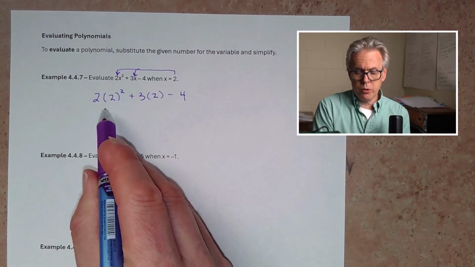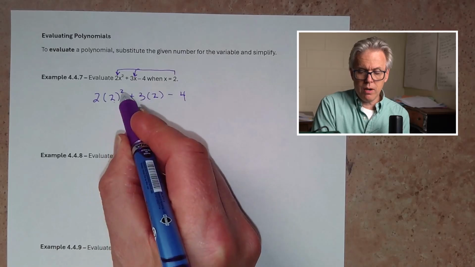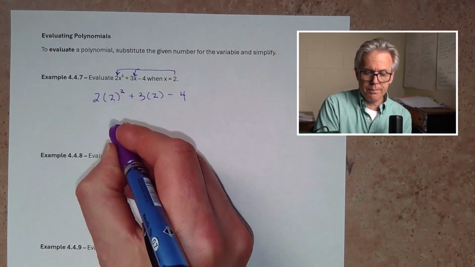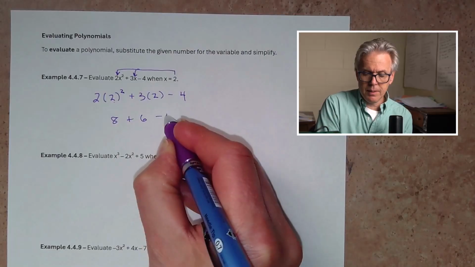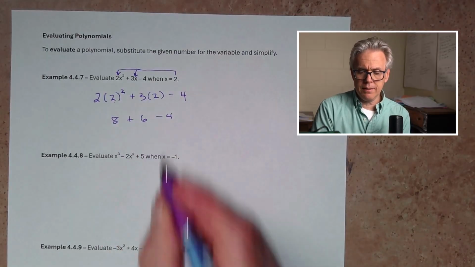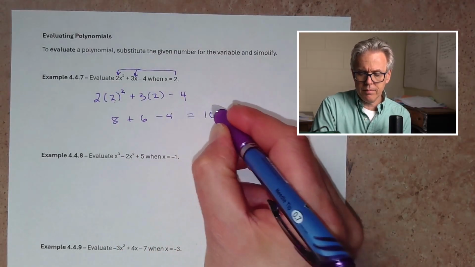Students often try to do too much in their head. So here, make sure you obey order of operations. So we're going to have 2 squared is 4. 4 times 2 is 8. Plus 3 times 2 is 6. Minus 4. So 8 plus 6 is 14. Minus 4 is 10.